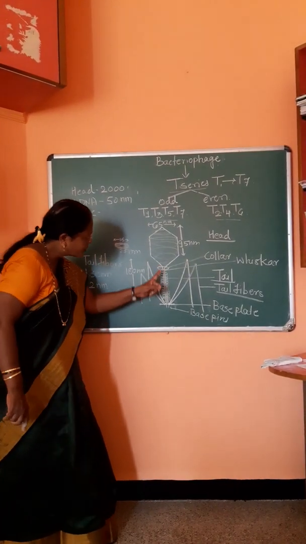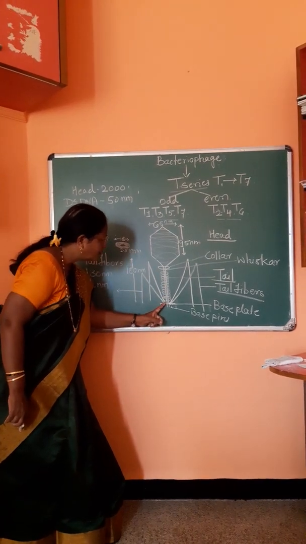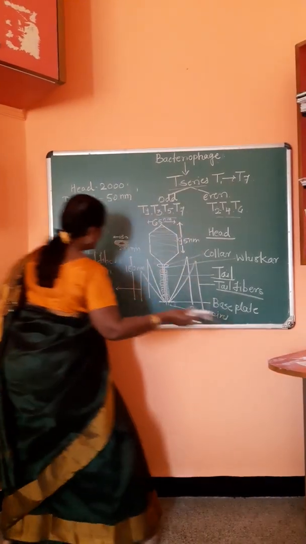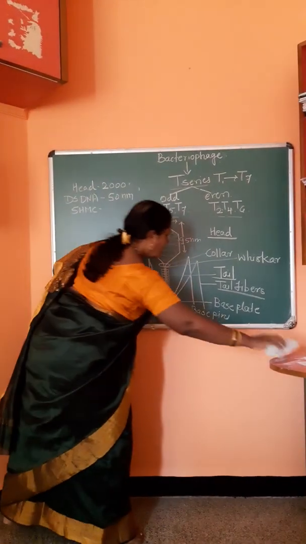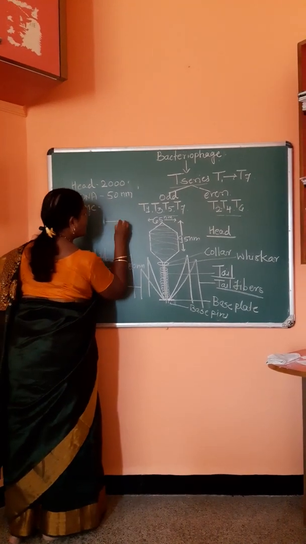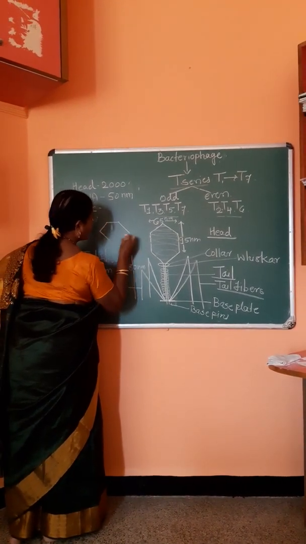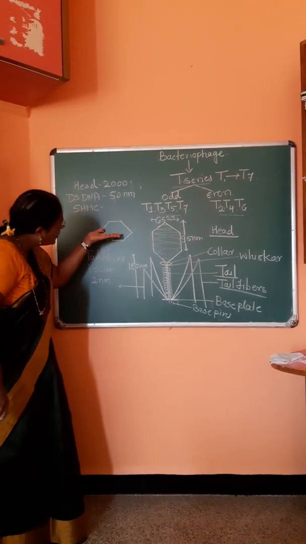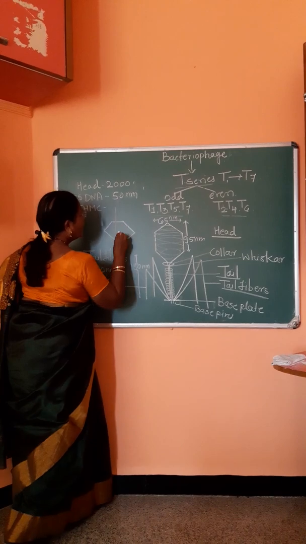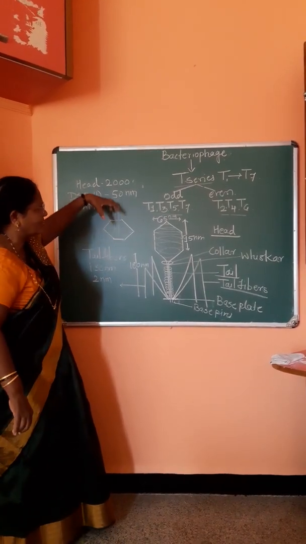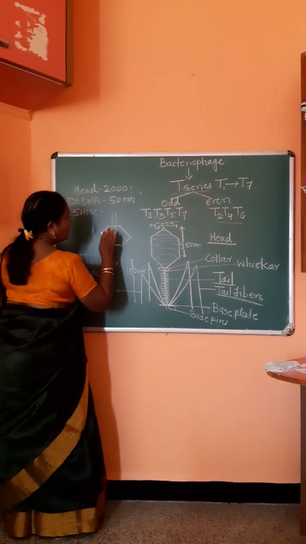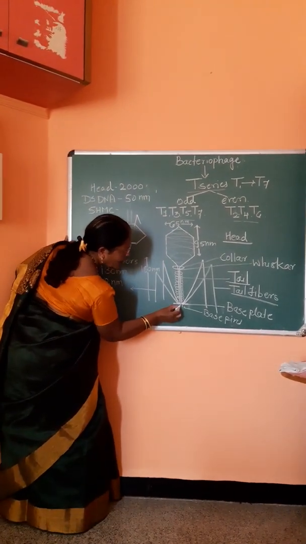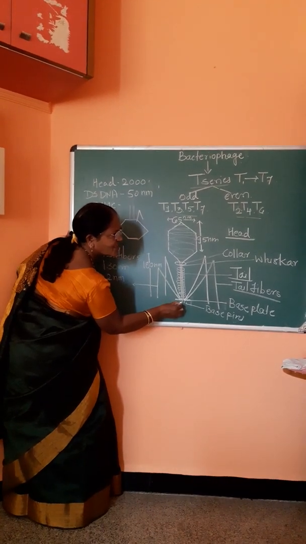Now, just at the base of that sheathed tail, one plate-like structure is present. Now, what is that plate-like structure? Here, the hexagonal plate is present. Just like this, a hexagonal plate is present. On the hexagonal plate, the entire structure is raised. Okay. Now, at each corner of the hexagonal plate you will observe that a pin-like structure is present, that is called a base pin.